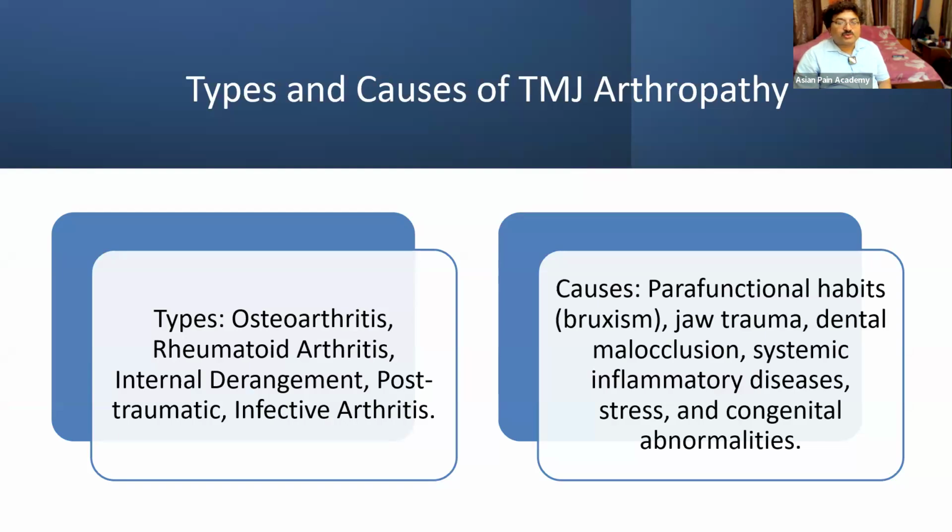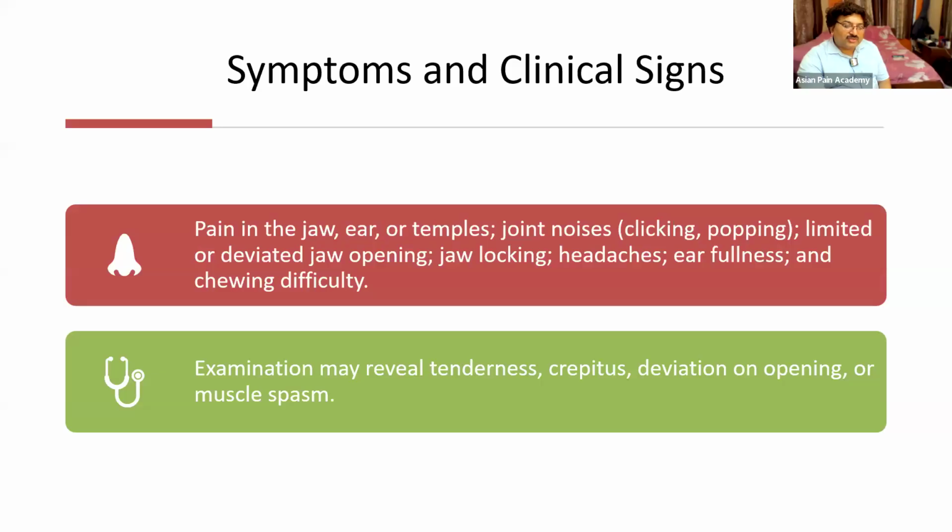But remember, far more commonly it has been found because of bruxism or jaw grinding, or sometimes with jaw trauma, dental malocclusion, systemic inflammatory disorders, and stress. In fact, some persons have bruxism while under stress, and that can cause this type of complication. In fact, in one neurosurgeon I saw this type of condition, and ultimately I had to do the injection in the temporomandibular joint twice. Finally, the surgeon was very good after that.